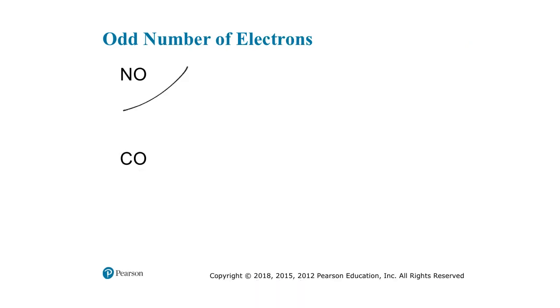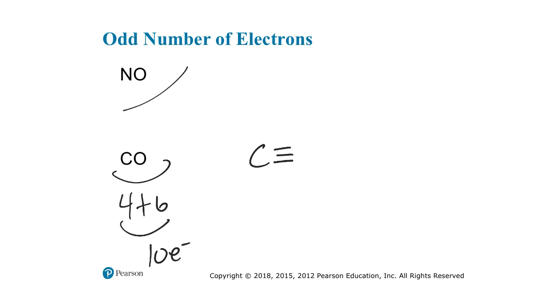Okay, we already did NO on the previous page. Not sure why it's here again, but CO, let's look at carbon monoxide. 4 plus 6, 10 electrons. This is like N2 with only 10 electrons, where we have to go with a triple bond to satisfy the octets of both atoms. So then we end up with a positive formal charge on oxygen and a minus formal charge on carbon.